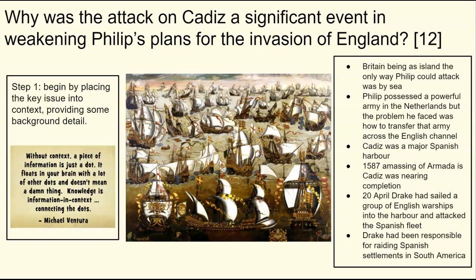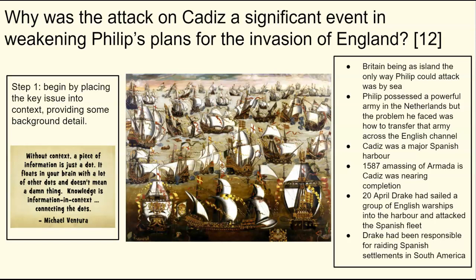Now, Cadiz is a major Spanish harbour, and by 1587, its amassing of the Armada was nearing completion. So by 1587, it's looking to Philip like the Spanish army is going to be nearly able to cross the English Channel. Sorry, not the ocean, the English Channel. And then on the 20th of April, Drake had sailed a group of English warships into the harbour and attacked the Spanish fleet. So what you're doing in that first paragraph, that first step, is you're setting the scene.